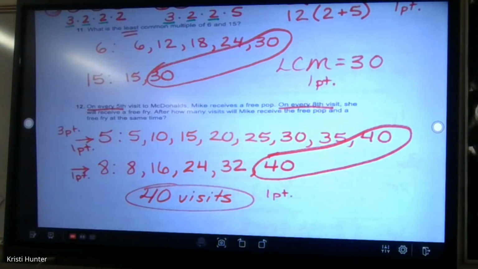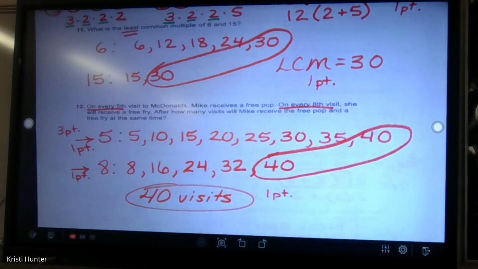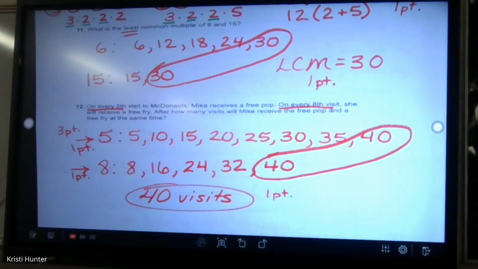This test is worth a total of 25 points. Remember, a good thing to do is practice those problems that you miss. Good luck studying, and let me know if you have any questions.